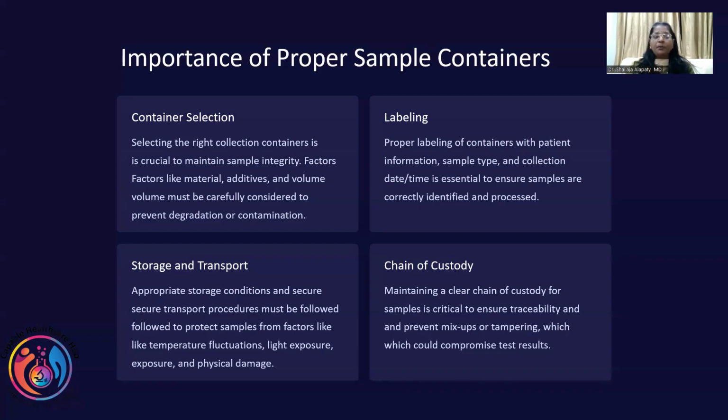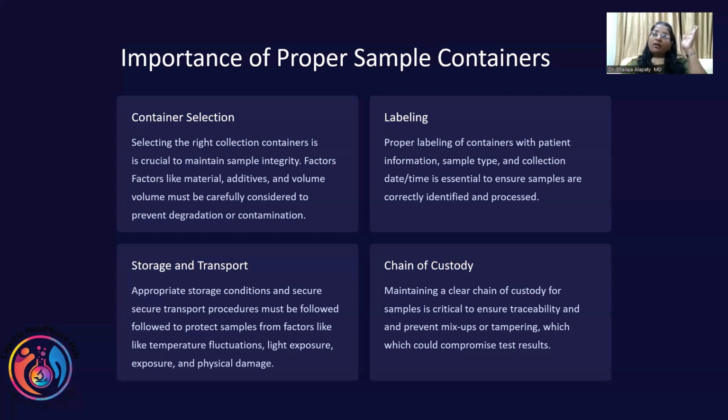We need to label it properly. We need to store it properly. We need to transport it properly. We have the chain of custody from one place to another place, when we have to give it, we have to ensure that we are able to trace. Where did it start? Who came and gave it? When did they receive it in the lab? When was the sample processed? When was the result given?